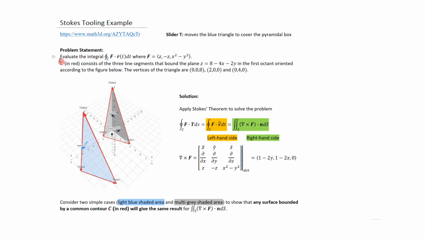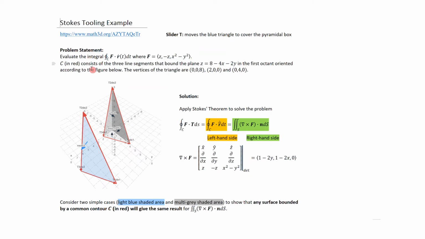All right, and the problem statement is to evaluate the closed contour integral of F dot r dot dt, where the vector field F is z minus z, x squared minus y squared. The contour chosen here, which is T dS, equivalent to r dot T dt after parameterization, is taken to be in a counterclockwise direction. This is not a smooth contour, so each one of these lines represents a region where you have continuous differentiability. So we need 3 line segments to define a closed contour: T dS1, T dS2, and T dS3. All right.